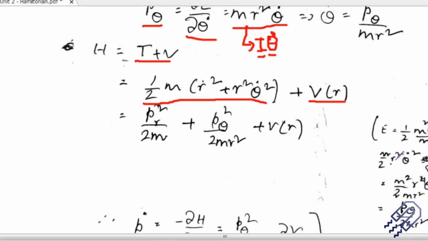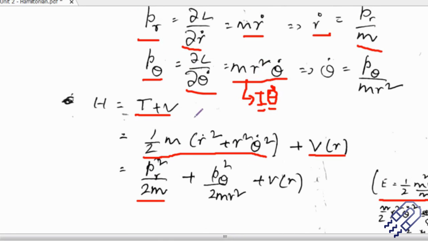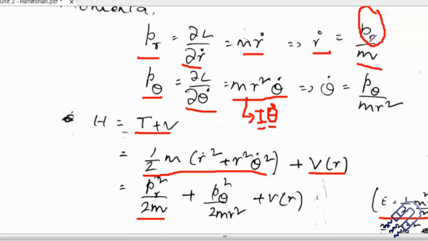You can simply use the age-old method of writing the kinetic energy as half m v square, then multiply the numerator and denominator by m. You get here m square v square, which is nothing but momentum square divided by 2m. So you can simply write this half m r dot square as p r square divided by 2m, right? And the other way of doing it, because we have already found out what r dot is. What is r dot? p r by m. You can use whichever way you want.